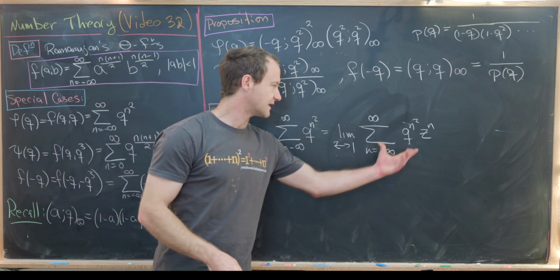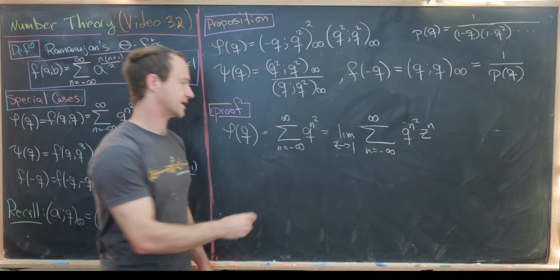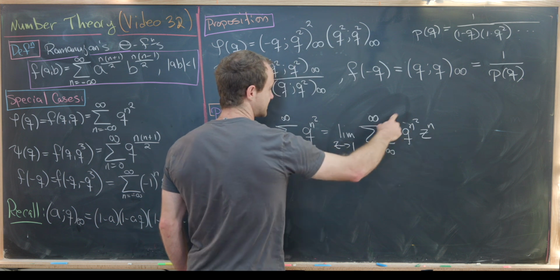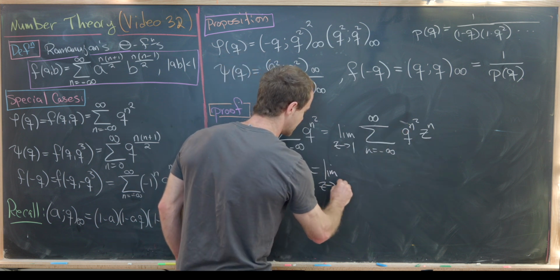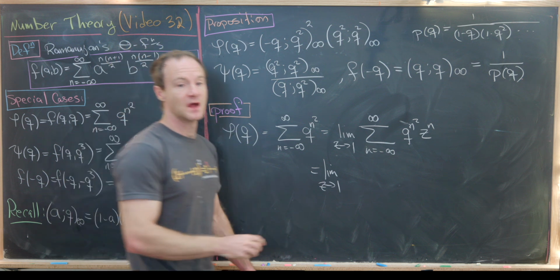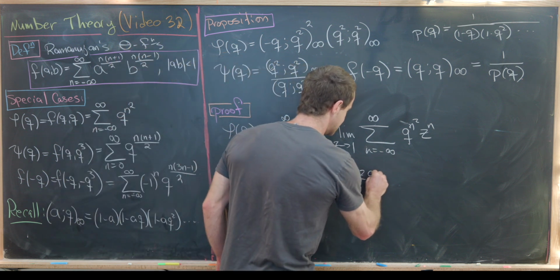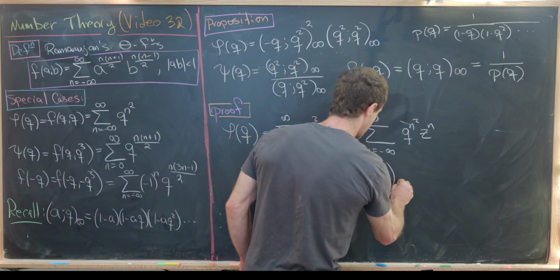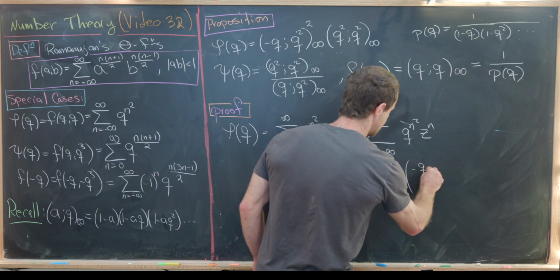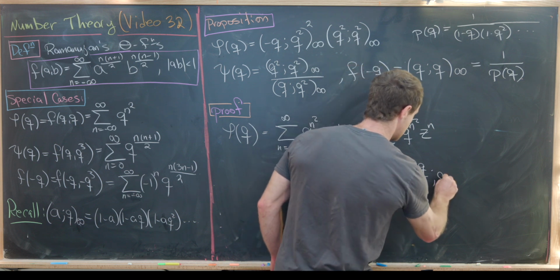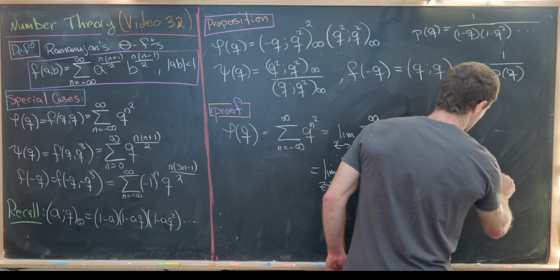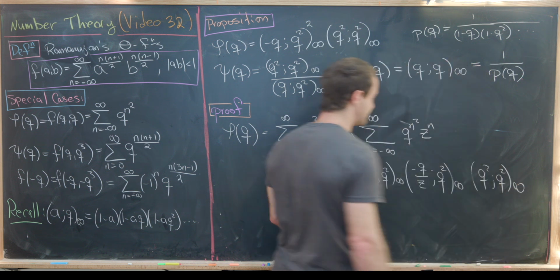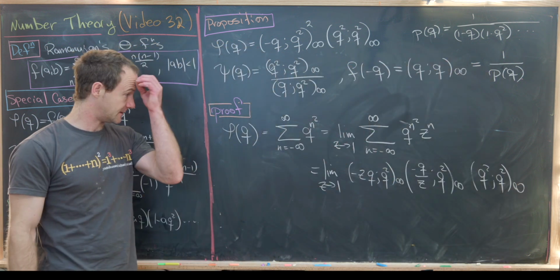But now we've got something that we can apply the Jacobi triple product to, and that is this sum with q to the n squared and z to the n. So we've got this limit as z goes to 1 of minus z q squared infinity, minus q over z q squared infinity, and then finally q squared infinity. That was the Jacobi triple product identity.